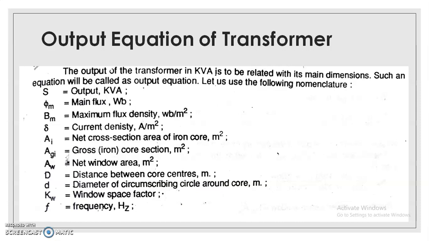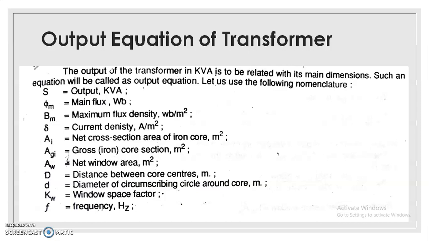Let us see the nomenclature to find out the output equation of the transformer. Capital S indicates the output in kVA, phi m is the main flux in Weber, Bm is the maximum flux density in Weber per meter square, del is the current density in ampere per meter square, Ai is the net cross section area of the iron core in meter square, Agi is the gross iron core section in meter square, Aw is the net window area in meter square.